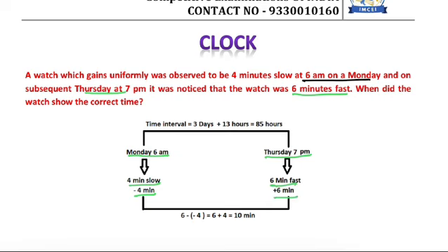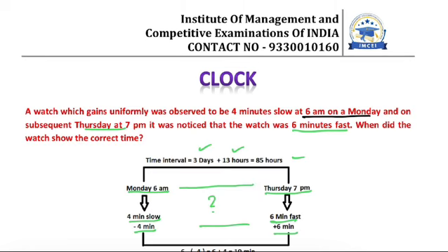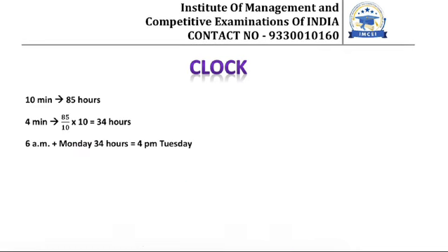So let us first find out the gap between Monday 6 a.m. and Thursday 7 p.m. So we are getting 3 days plus 13 hours, which is coming 85 hours. And here the net time gap is coming plus 6 minus of minus 4, which is 10 minutes. The question is, obviously in middle what time the clock was showing the correct time. So what am I doing? Here I can see in 85 hours clock gains 10 minutes.